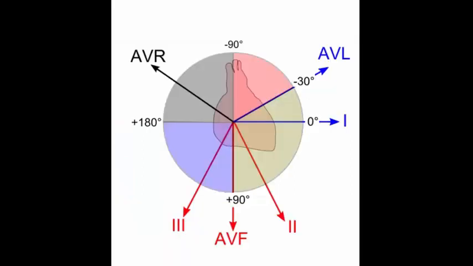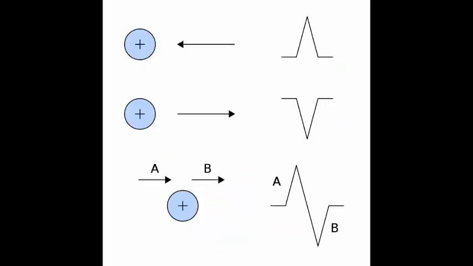These leads also record electrical activity in the frontal plane, with each lead 120 degrees apart. Lead AVF thus examines activity along the axis plus 90 degrees, and lead AVL along the axis minus 30 degrees, etc. When a depolarization wave moves towards a positive electrode, it produces a positive deflection in the ECG. On the other hand, when a depolarization wave moves away from the electrode, it produces a negative deflection.